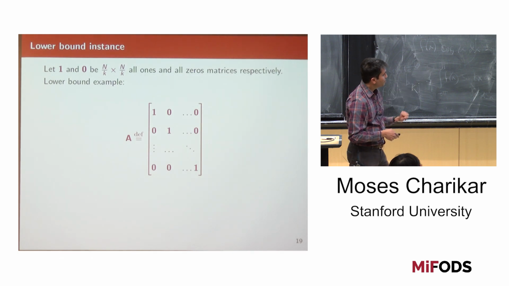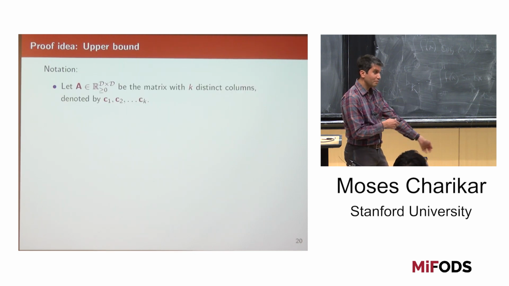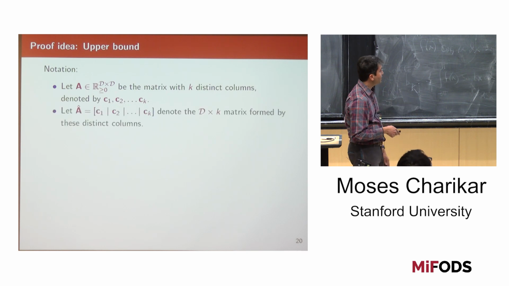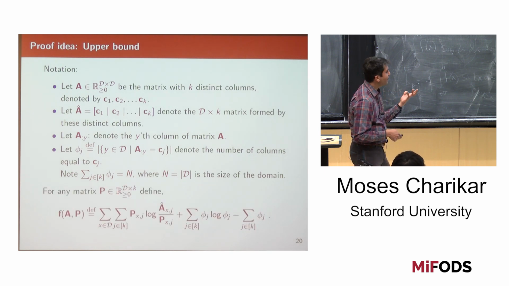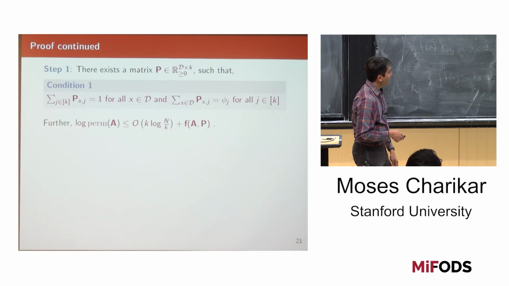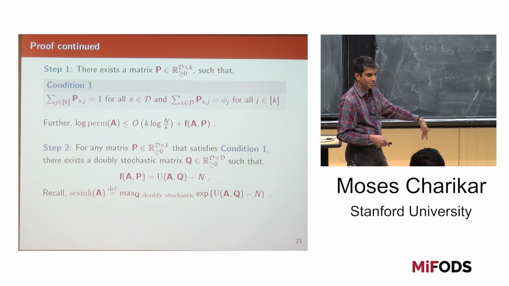All right. Here's the matrix that optimizes this bound. Let's not worry about it. I was going to give you some idea of the upper bound, but I don't think I'll be able to do it in 2 minutes. So I'm just going to flash it, and you can read the details in the paper, which hopefully will be on the archive very soon. The key idea is to somehow take this matrix A, which has a small number of distinct columns, and define a certain doubly stochastic matrix. Actually, not quite a doubly stochastic matrix, a matrix that has row sums 1 and column sums phi j, where phi j is the number of times the element j appears.